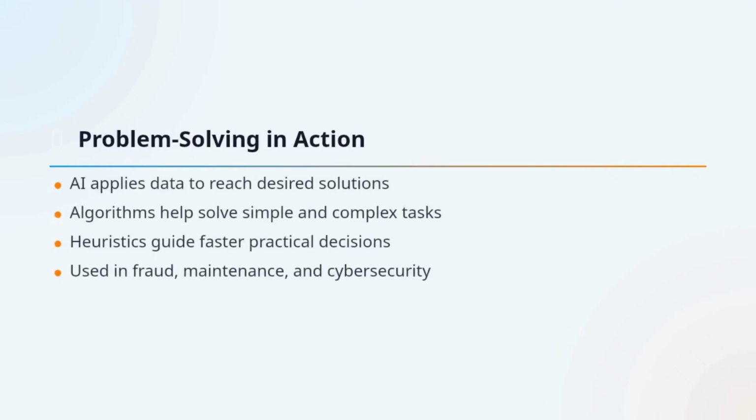Problem solving is the third major component, and in many ways it is central to what AI is expected to do. At a basic level, AI uses data and rules to arrive at a target solution. In more advanced systems, it may use efficient algorithms, root cause analysis, and heuristics to handle difficult tasks. This is why AI can be useful in areas like fraud detection, predictive maintenance, and cybersecurity threat identification. So that covers the first three components that help AI think through tasks and act on what it knows.